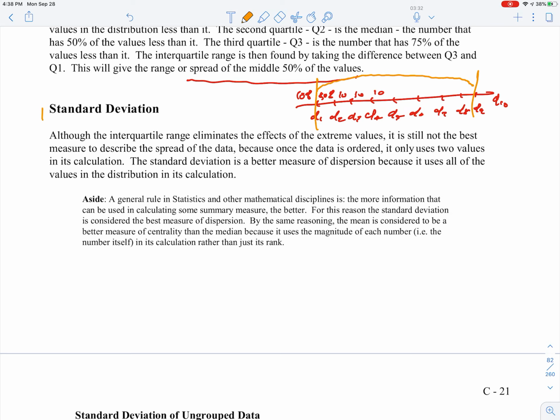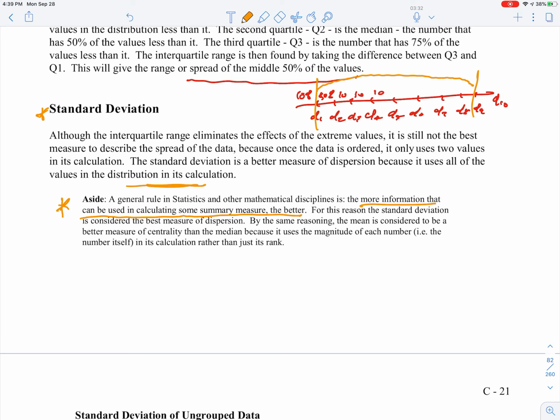So it says here, in the discussion of the standard deviation: although the interquartile range eliminates the effects of the extreme values, it's still not the best measure to describe the spread of the data, because once the data are ordered, it only uses 2 values in its calculation. The standard deviation is better because it uses all of the values in the distribution. I've got an aside here, and it says: a general rule in stats and other mathematical disciplines is the more information that can be used in calculating some summary measure, the better. And for this reason, the standard deviation is a better measure of dispersion.